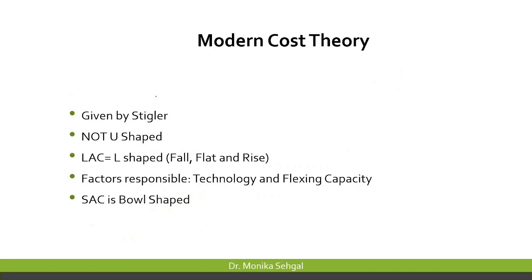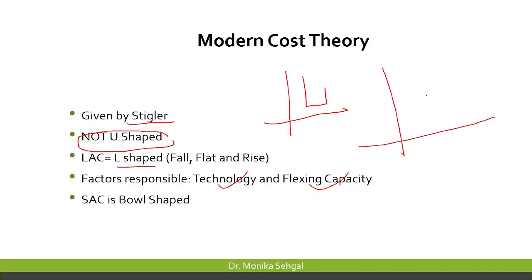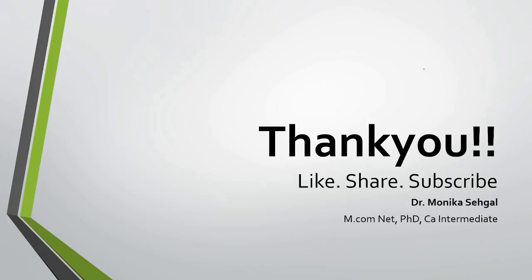The modern cost theory, which is given by Stigler, says that the LAC curve is not U-shaped. LAC is always L-shaped like this. It falls first, then becomes flat, and then rises. It is just like an L shape. The factors responsible for the L shape are technology and flexible capacity. Whereas the SAC, the short run average cost curve, is bowl shaped like this, not U shaped. It denies that all average cost curves have a U shape.